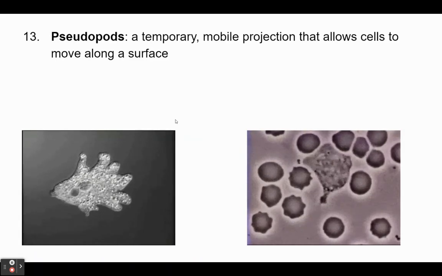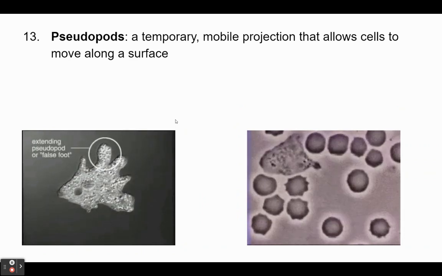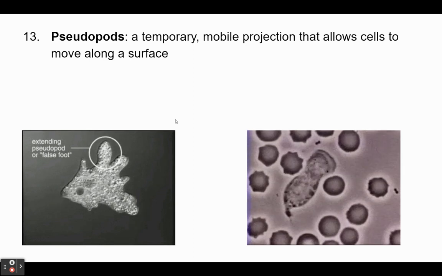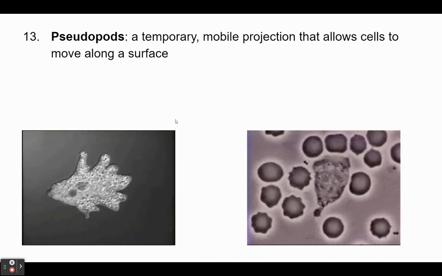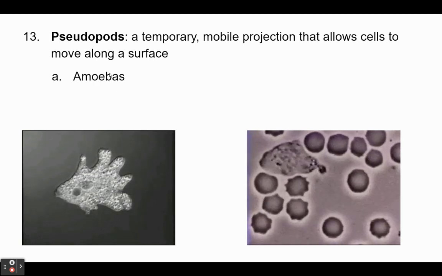Structure 13, one more movement structure, is a pseudopod. A pseudopod is a temporary mobile projection that allows cells to move along a surface. Amoebas use pseudopods to move.